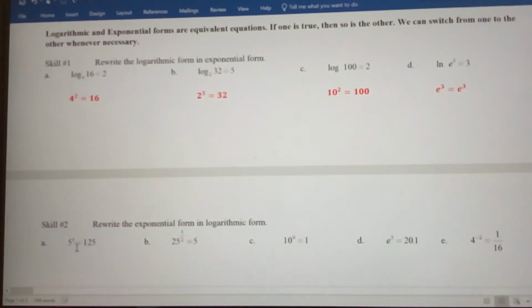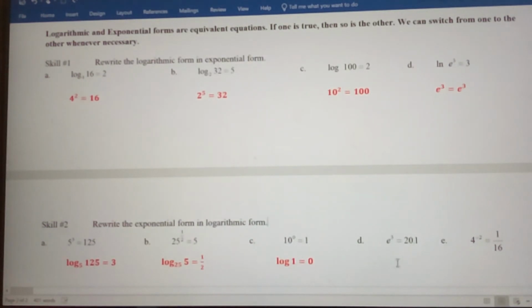All right, so the base of this power here is 5. So we'd write log base 5 of 125 equals the exponent 3. Let's try B. Our base is 25, so that's going to go right here. So log base 25 of 5 equals the exponent 1/2. C, our base is 10. Remember, we don't have to write the 10. That's going to be the common log. So the common log of 1 equals 0.